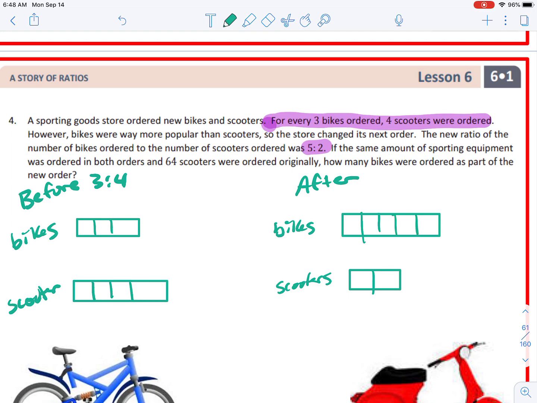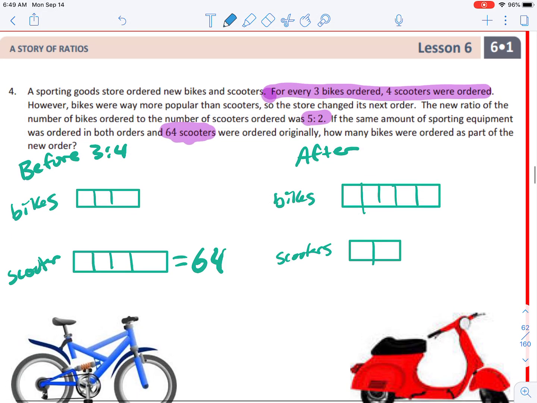Okay, so if the same amount of sporting equipment was ordered in both orders, and 64 scooters were ordered originally, so before, this has to equal 64. How many bikes were ordered as part of the new order? So this is the new order. This was the old order. We're looking at the scooters. We see that there are 4 units. So we have to divide and figure out what's going to go in each unit.